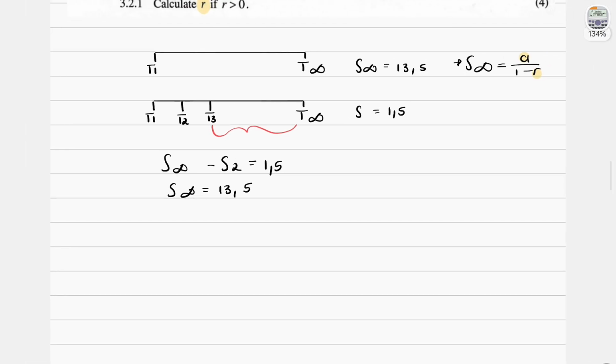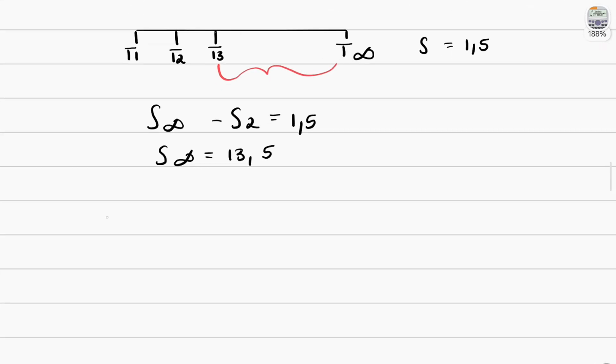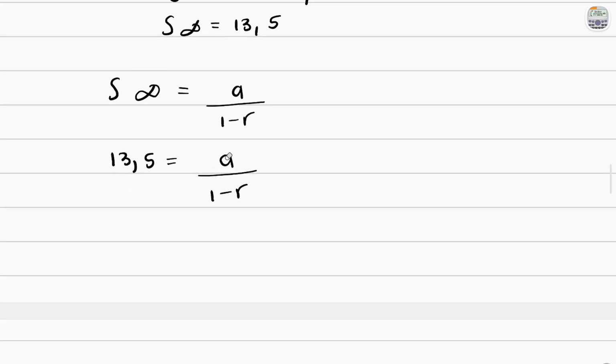So this is just going to be a simultaneous equation. Okay, let's go ahead and find the sum to infinity. We know the sum to infinity is simply equal to a over 1 minus r. So we'll say 13.5 is equal to a over 1 minus r.